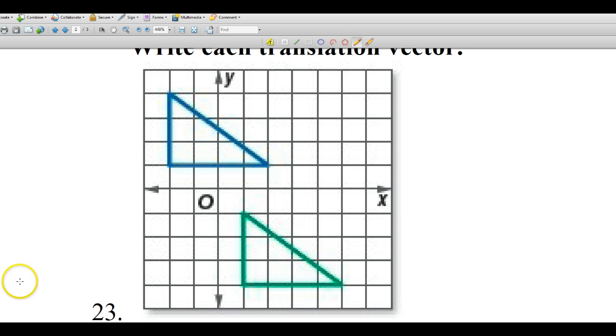For 23, I want to write the translation vector, and based off of the examples, it doesn't say from blue to green or green to blue, but based off of the examples, the blue is the pre-image and the green is the image. So I'm shifting to the right and down. So I would just pick a point in the pre-image and then find out how far to the right I would have to go. So that would be to the right 3, and then how far down I would have to go to get to the corresponding point in the image. So down 5.